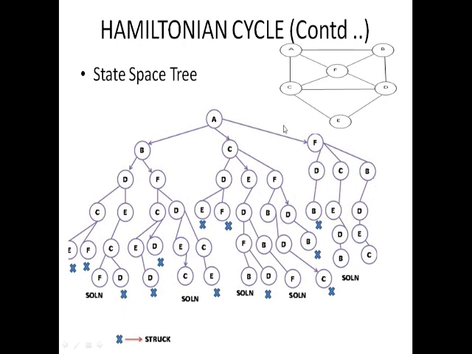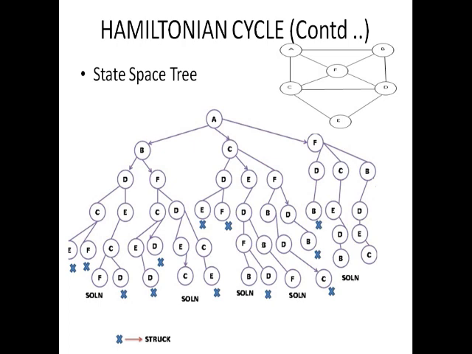Next one is A to F, F to B, B to D, D to E, and E to C. When we go this path, we will not get a solution. So we have to check whether we have the correct path. So all the nodes on the correct path, so we get a Hamiltonian cycle.